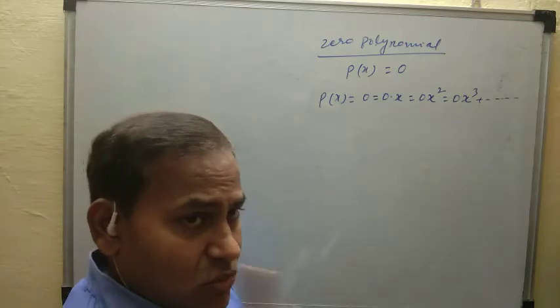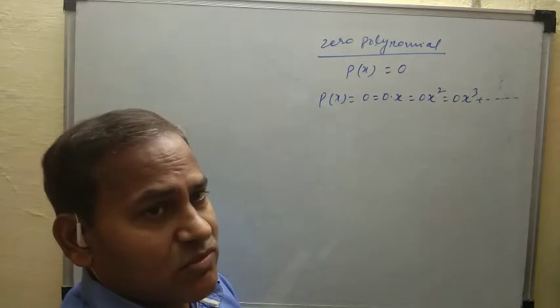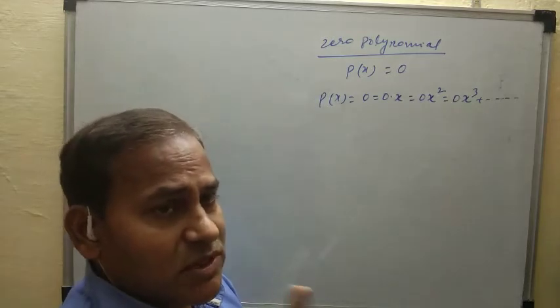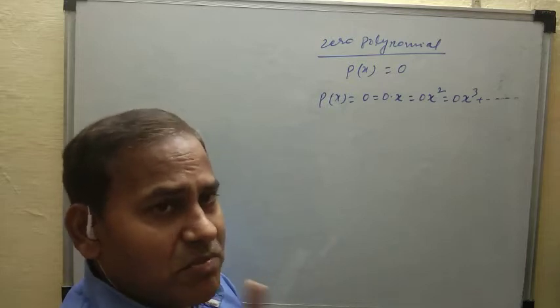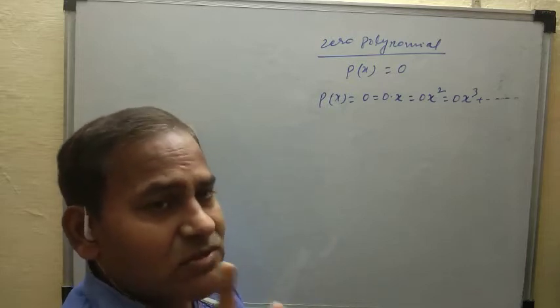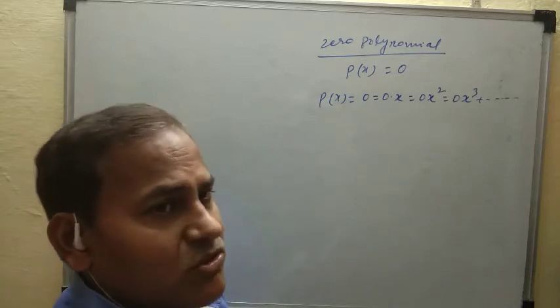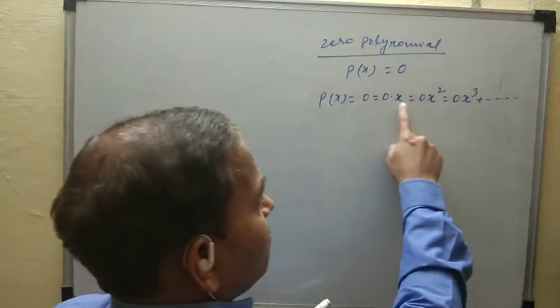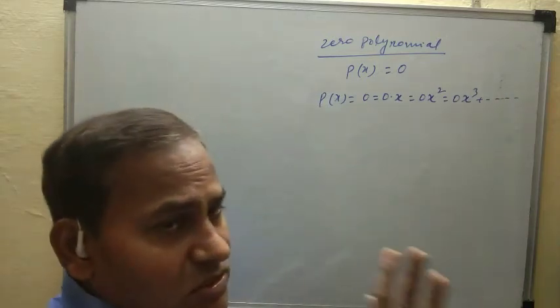So here there is no term whose coefficient is non-zero, since the degree of a polynomial is defined as the maximum power of the variable term x whose coefficient is non-zero. But here all coefficients are 0, so degree is not defined.